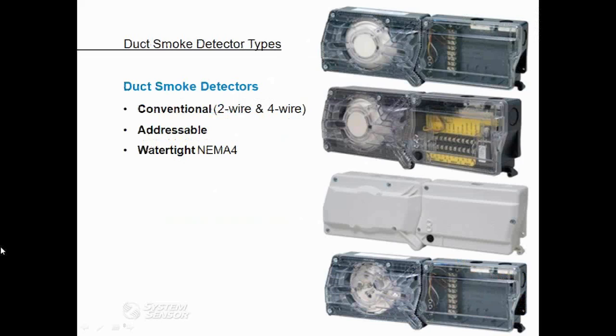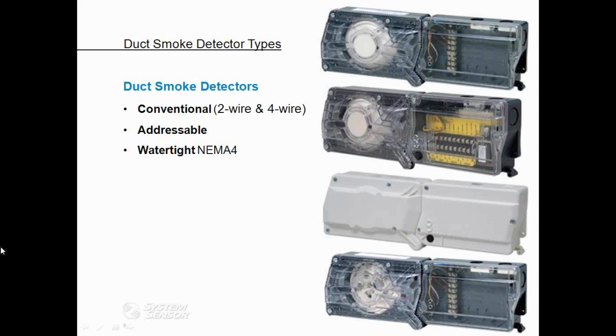There are a number of different types of duct smoke detectors available on the market today. First, there are 2- and 4-wire models for use in conventional systems. The 2-wire conventional duct smoke detector only communicates normal, alarm, and trouble conditions. The 4-wire conventional model also communicates the normal, alarm, and trouble conditions, but it also has increased functionality built into it to shut down equipment and has the ability for remote testing without the use of a test coil.